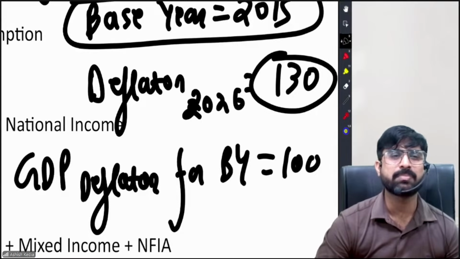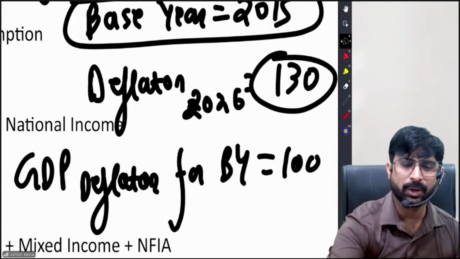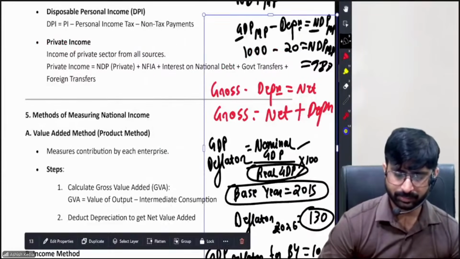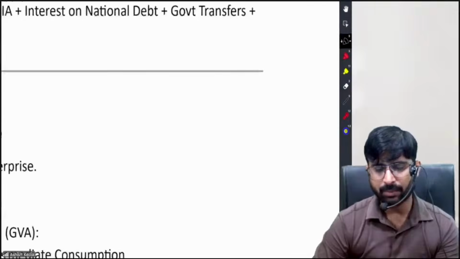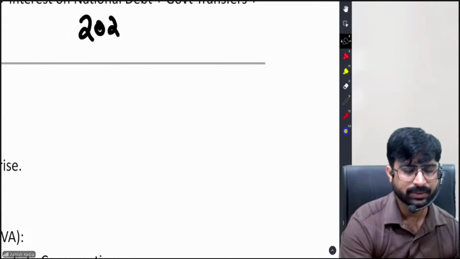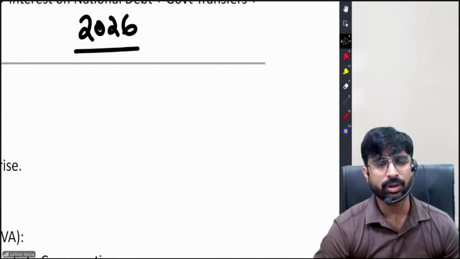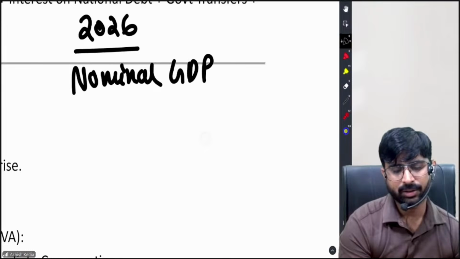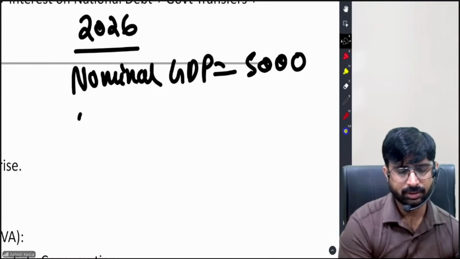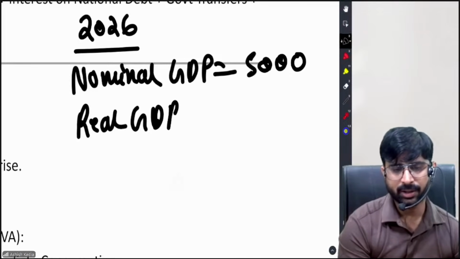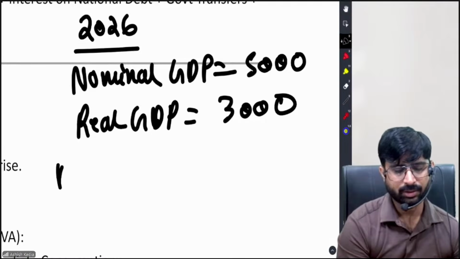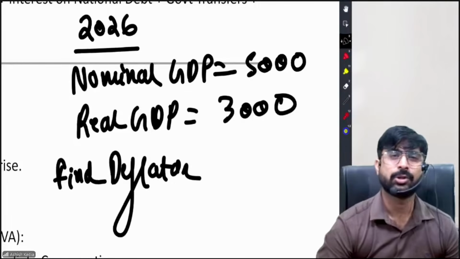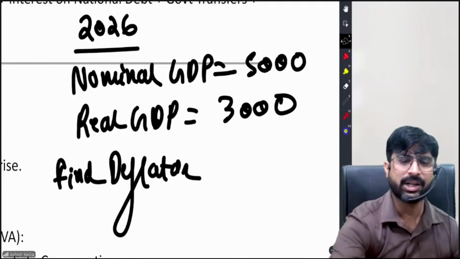Now let me give you a very simple question. Suppose I'm talking about year 2026. Let's say nominal GDP is 5,000, real GDP is 3,000. Find the deflator. Do it, friends.